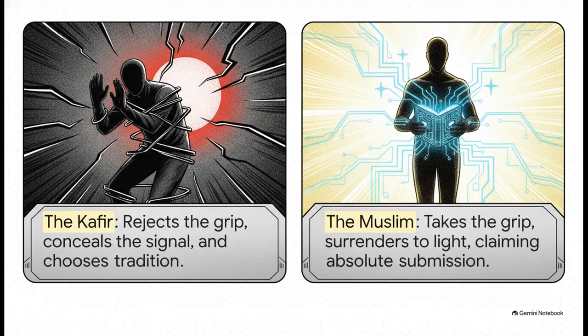And right at that coordinate, you're faced with a choice. You can follow the path of the first kafir in 241, rejecting the grip, concealing the signal, and falling back on inherited delay. Or you can take the grip with absolute strength, step into the zero-gap prostration of the first Muslim at 6163, and completely surrender to the light.